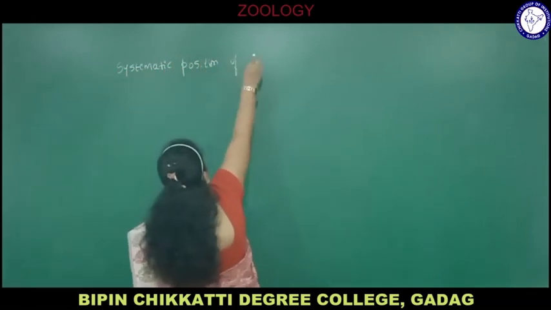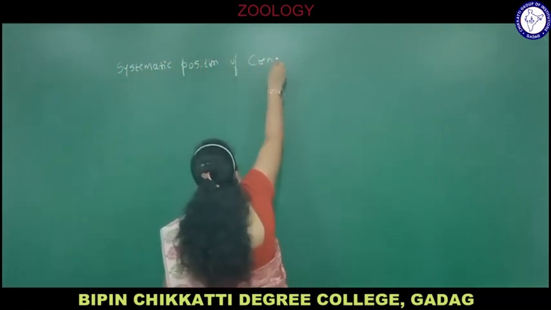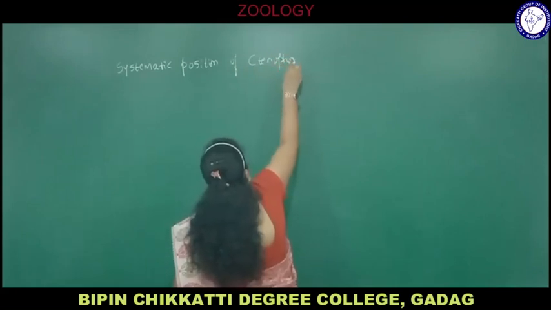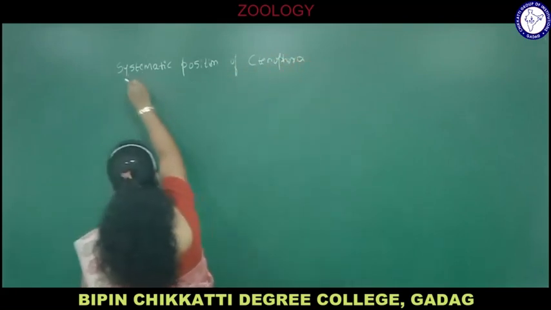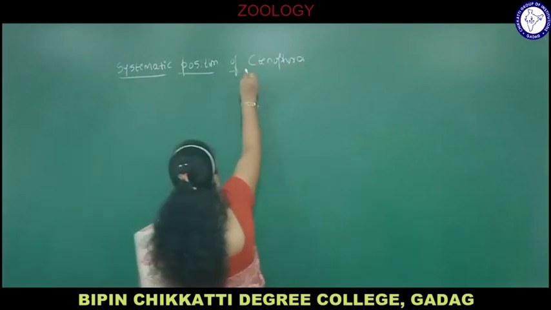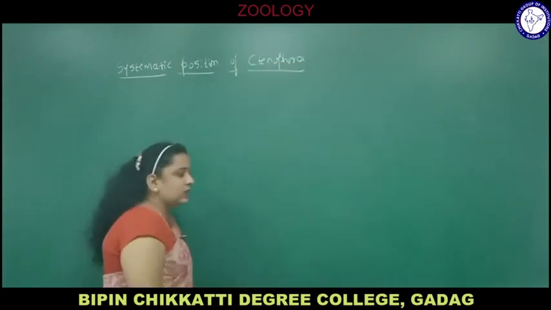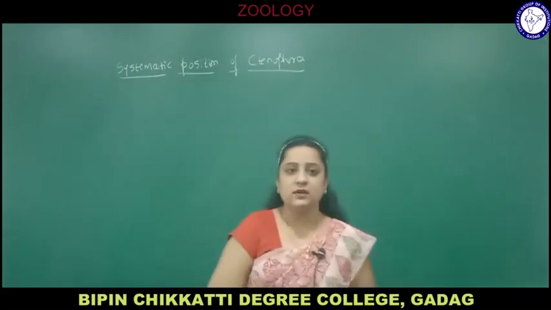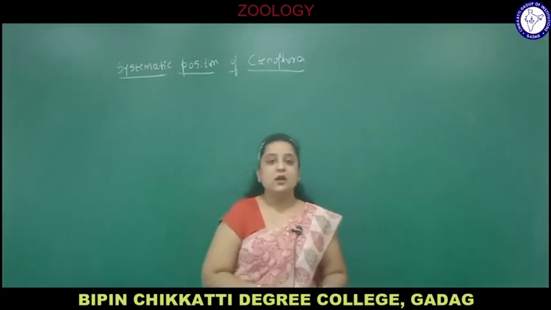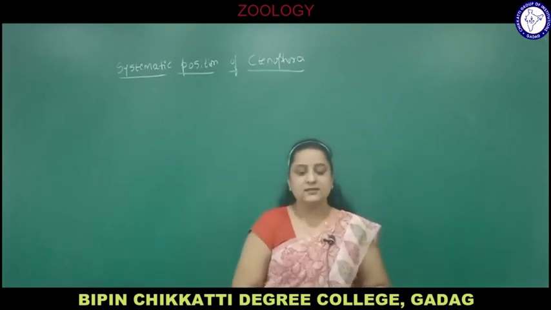Systematic position of Ctenophora. It is a very small phylum. Only 50 species are included in this phylum.